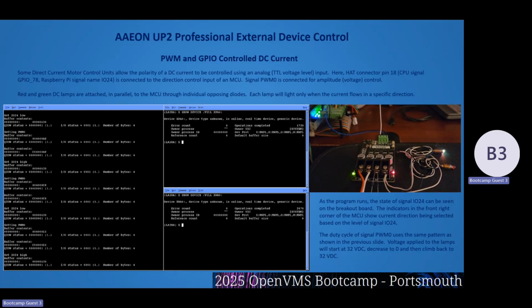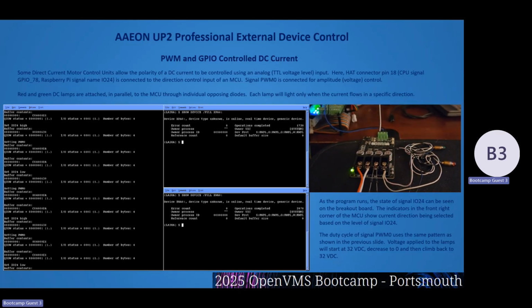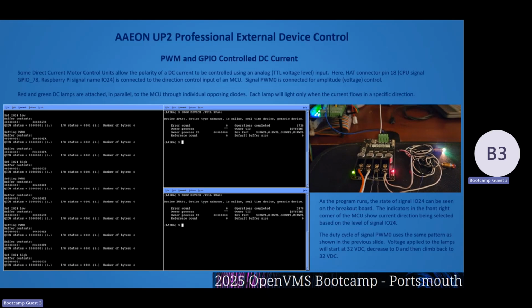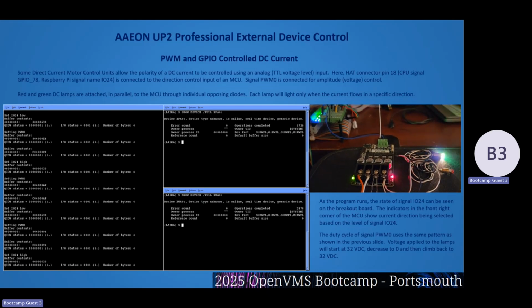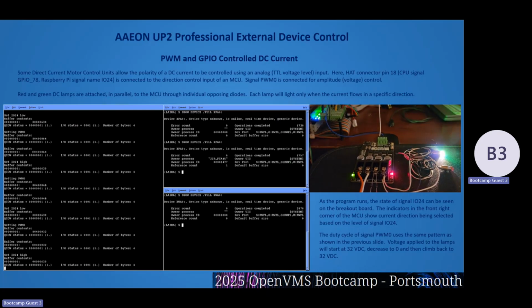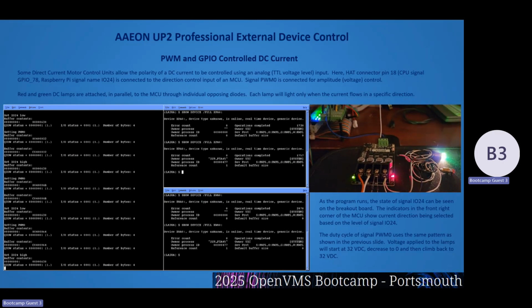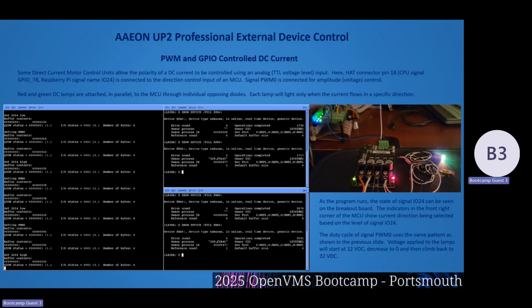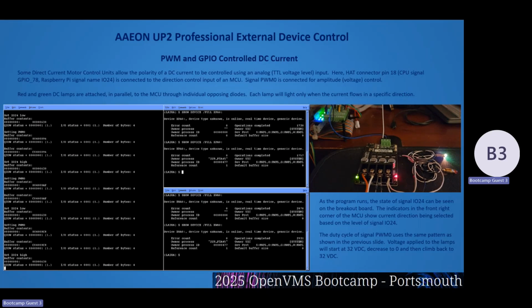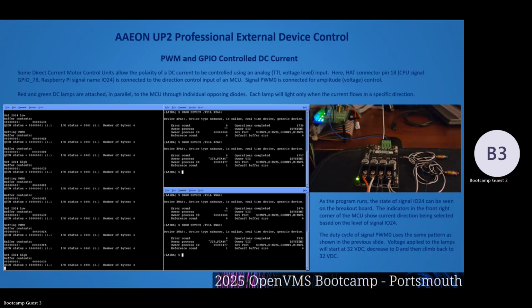I'm using one of the GPIO signals to control current direction here. So that's why these are switching. When I do that, since I'm switching the direction of the current, the lights alternate. And if you look really carefully over here on the breakout board, you'll see the output of the 40-pin connector from this board doing its thing, going out to the voltage control meter.